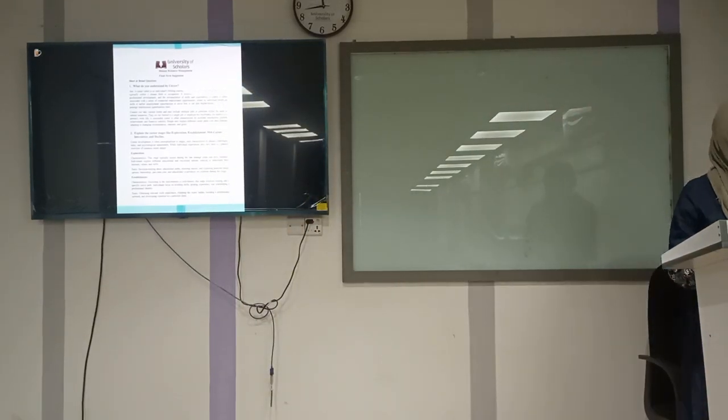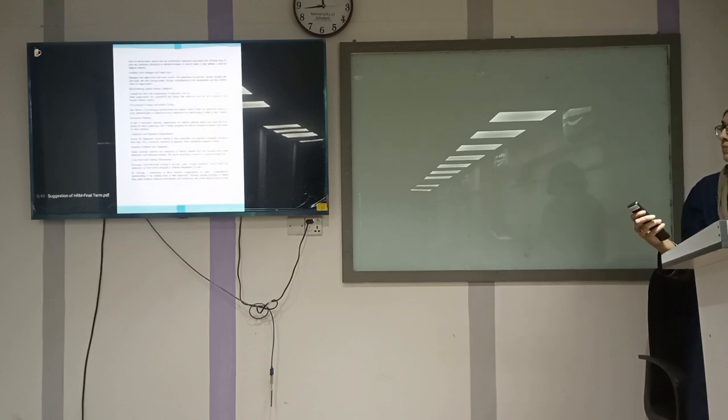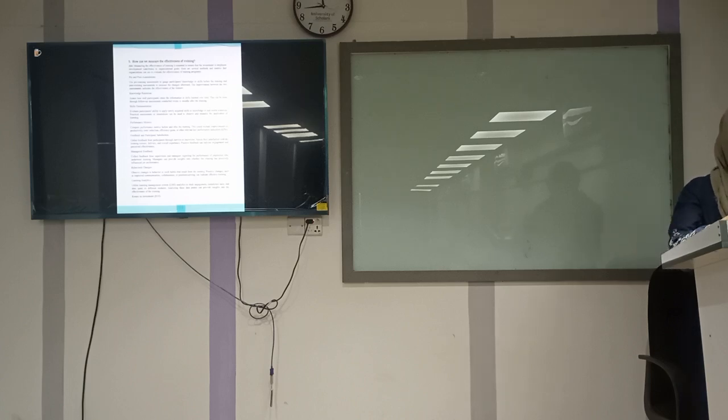Okay, what do you understand by career? It belongs to career planning. Explain the career stages like exploration, establishment, mid career, late career and decline. It is also part of career planning. Then how can a person enhance his or her career? It is also part of career planning. Then question number 4: How can an organization determine the training needs of employees? Questions 1, 2, 3 are part of career planning.